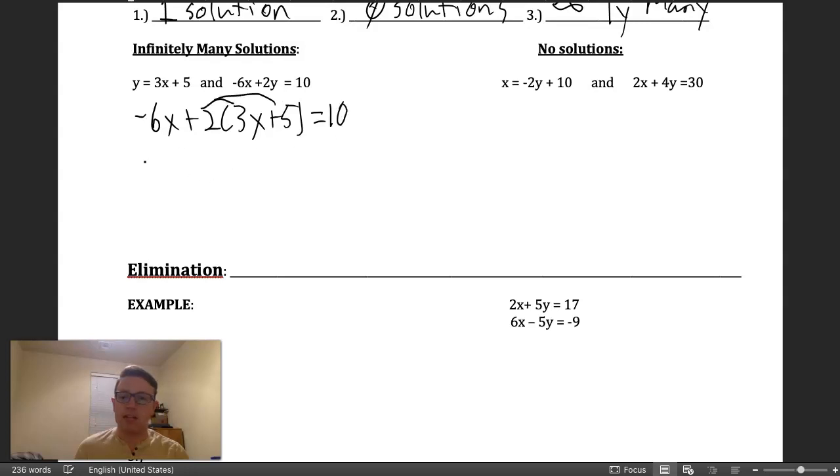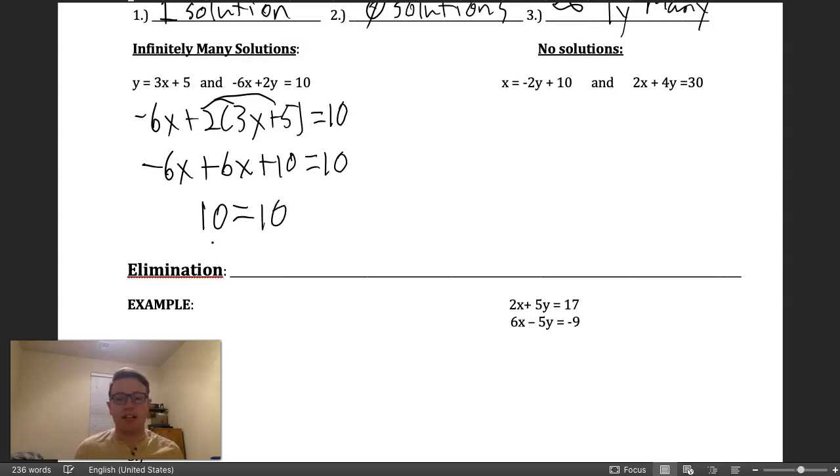We distribute that in, we get minus 6x plus 6x plus 10 is equal to 10. If we have a 6x and a minus 6x, that leaves us with 0x, or nothing. So all we're left with is 10 is equal to 10. Well, yes, that's true, but what does that tell us about our x and our y?